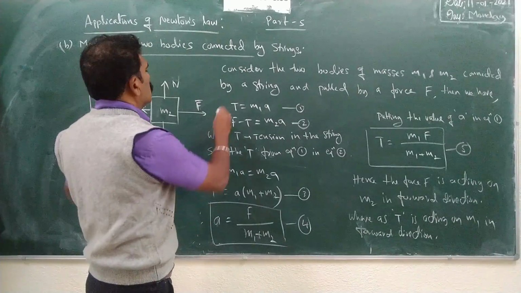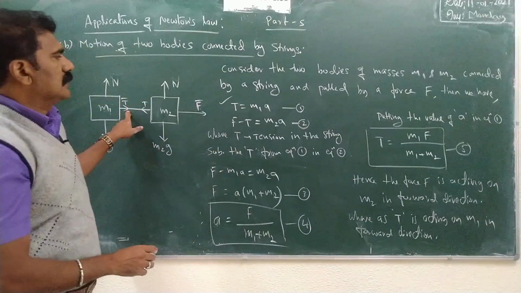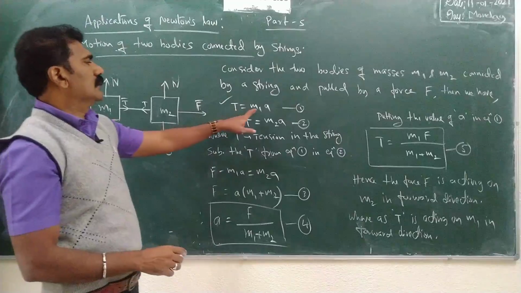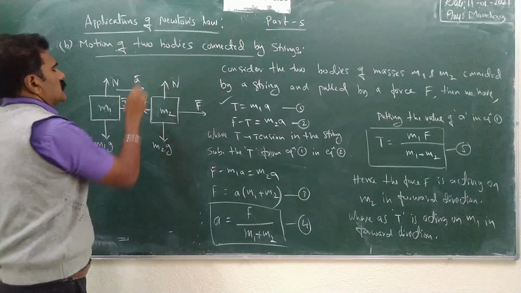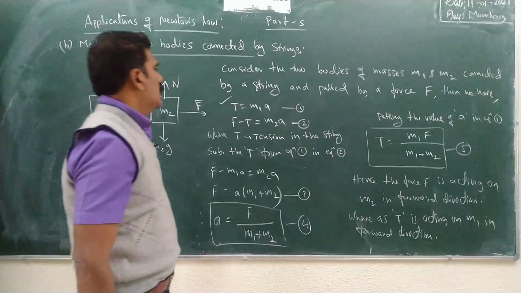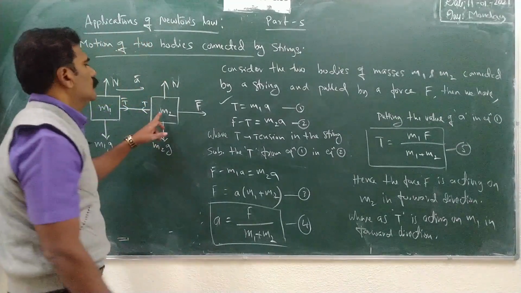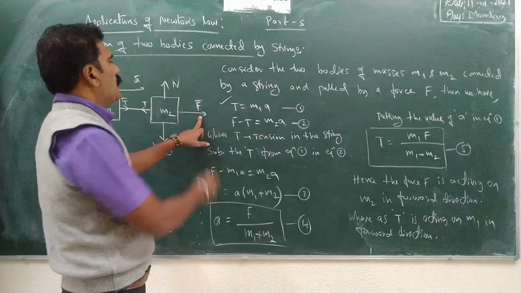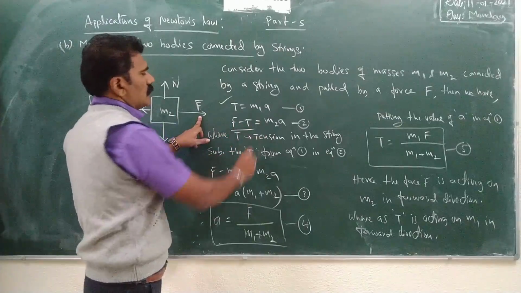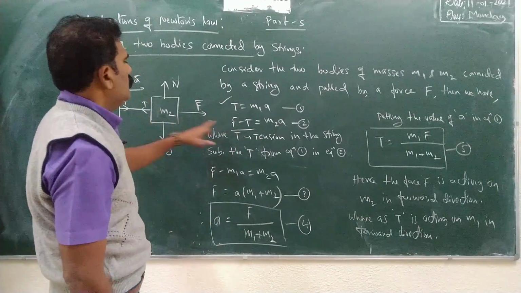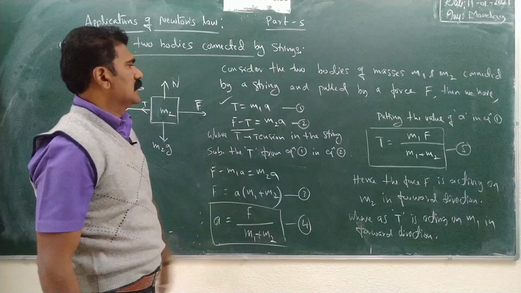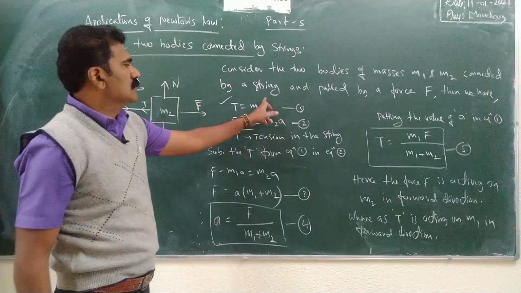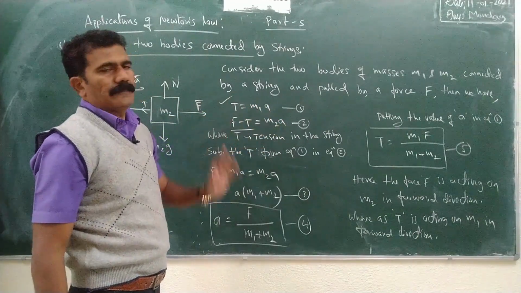Then we look at the equations separately for m1 and m2. For m1, the force acting on it is T. T is equal to m1 into A, because the system is moving with acceleration A. So T equals m1A. Then look at m2. There is the applied force opposed by tension, so F minus T is equal to m2 into A, making the body move with the acceleration. Both are moving with the acceleration A, so you should write m1A and m2A.